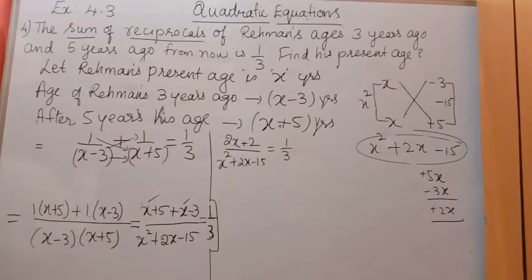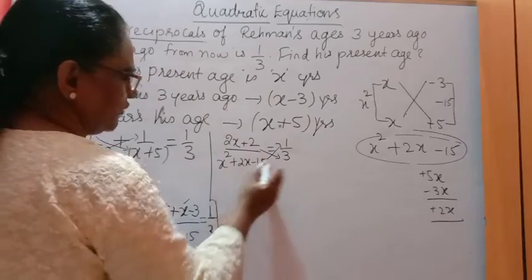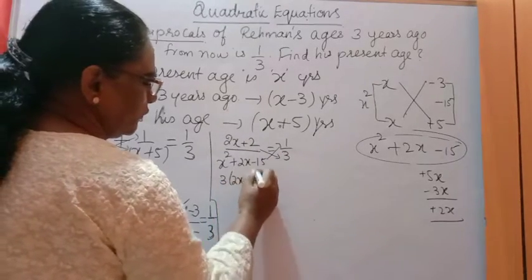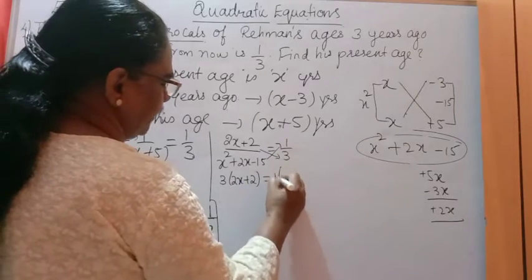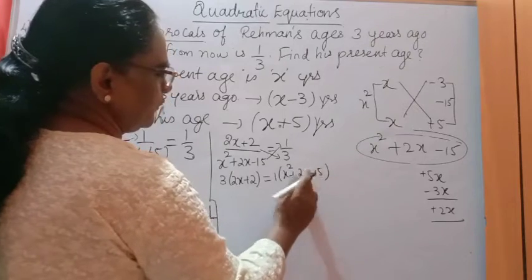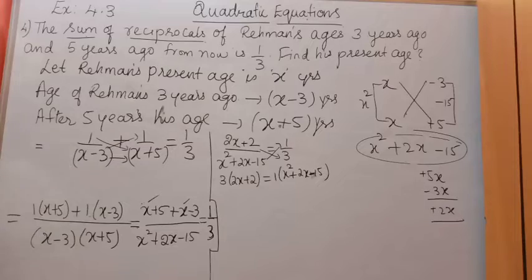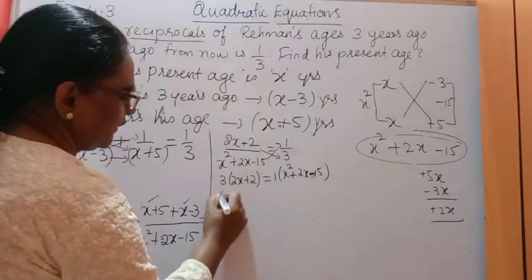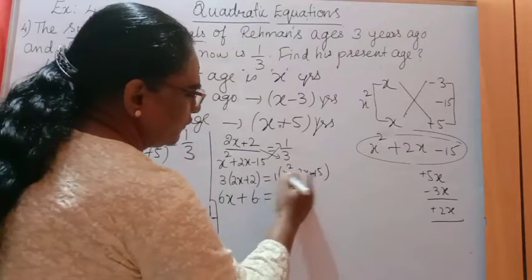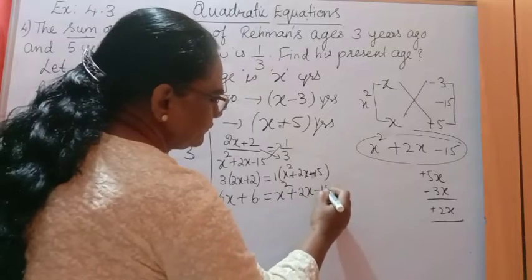Now once again you have to cross multiply. This into 3, this into 1. 3 into 2x plus 2 is equal to 1 into x square plus 2x minus 15. Now, no need to write 1 by 3 because we have taken 1 by 3 and cross multiplied. Multiply: 3 2s are 6x plus 3 2s are 6 is equal to, from 1, if you multiply, the same thing you will get.